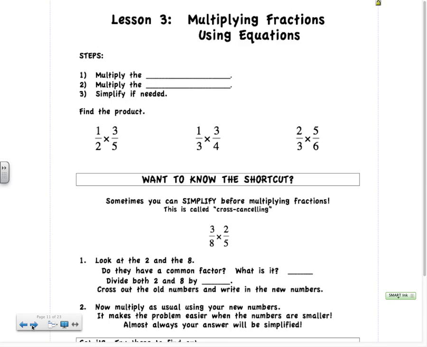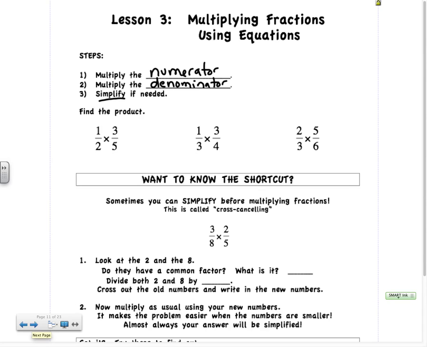Let's take one final look at how we would actually multiply fractions. This is what you guys really need to know. Okay, first we multiply the numerators. That's the top number of a fraction. Then we multiply the denominators. That's the bottom number of a fraction. And then we simplify if we need to. So let's find the product.